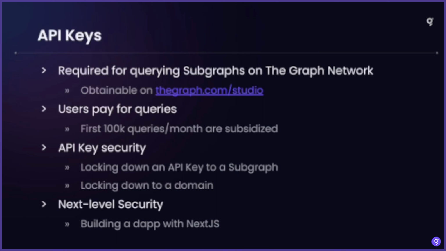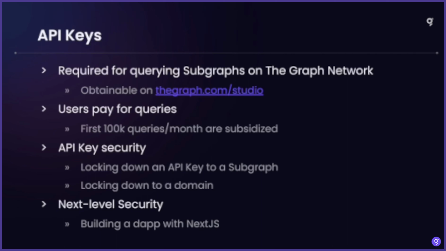So there's a couple different aspects to security. I'm going to primarily focus on building a dApp with higher level security. But one of the things I want to mention is that within Subgraph Studio, we can lock down an API key specific to a subgraph. I think that's a really important one to consider as well when we're building API keys and querying dApps.